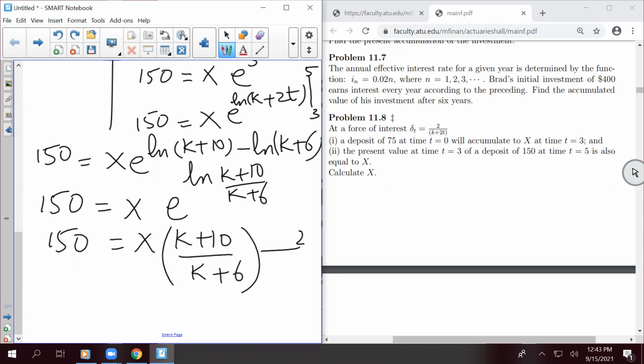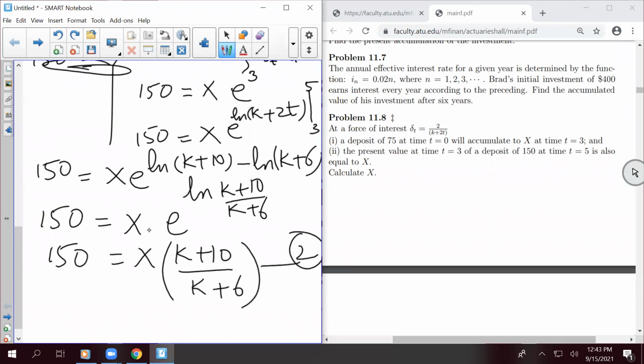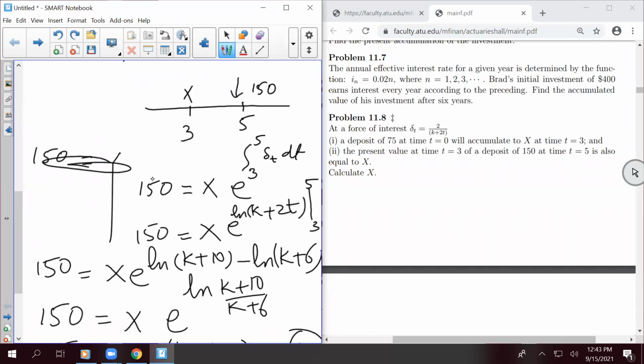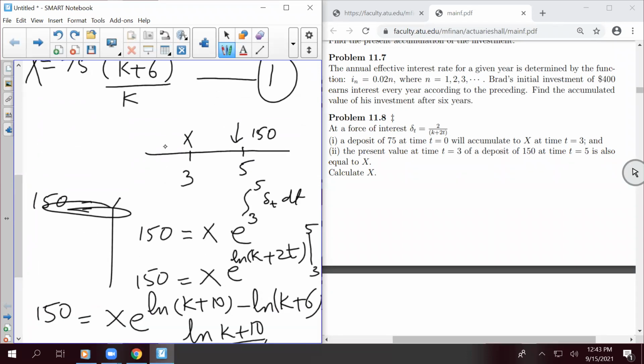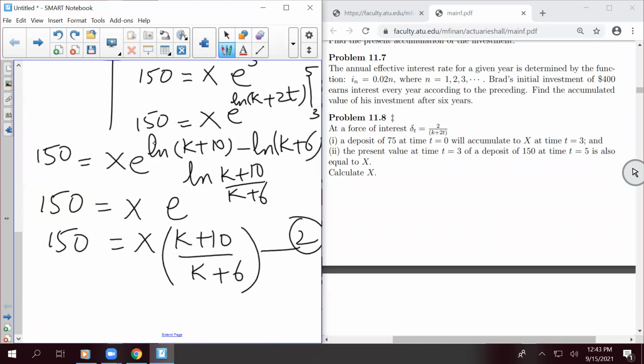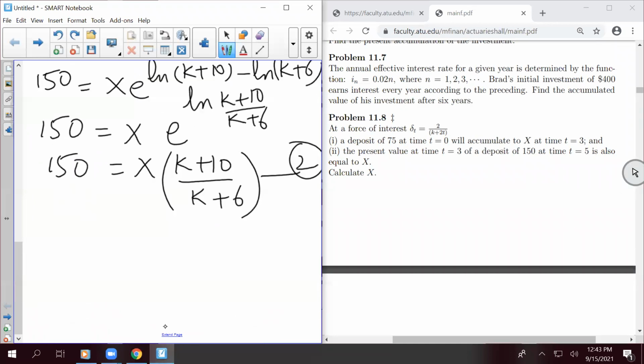Now we have the value of x. We have two equations and two unknowns, x and k. From equation one, we have the value of x. X was 75 times (k plus 6) over k. So, substitute x from 1 and 2.